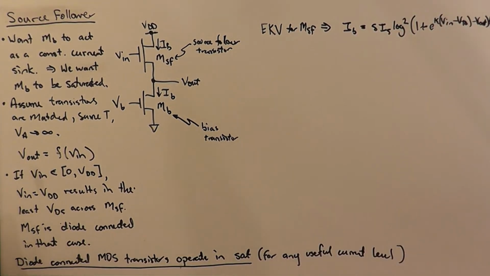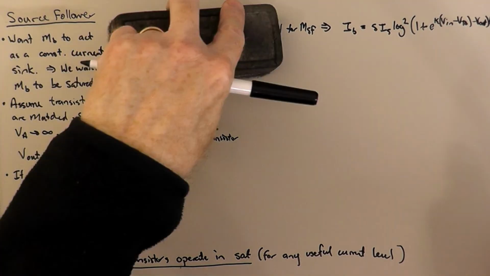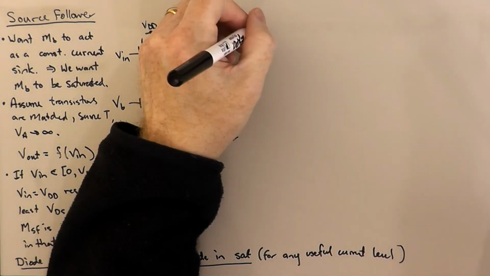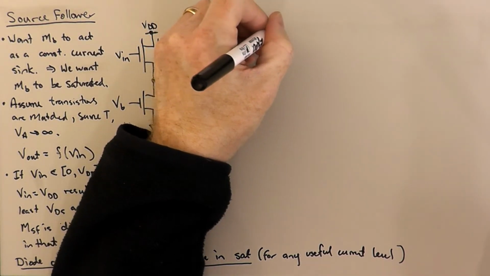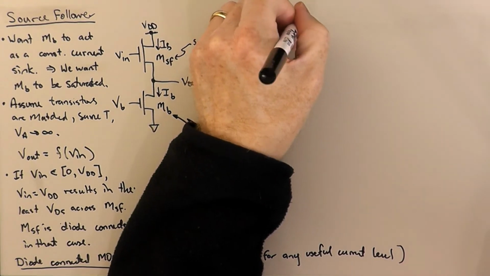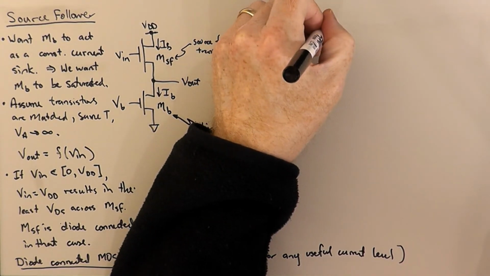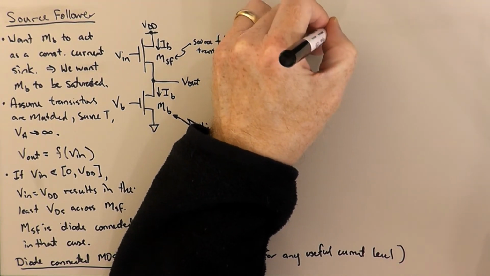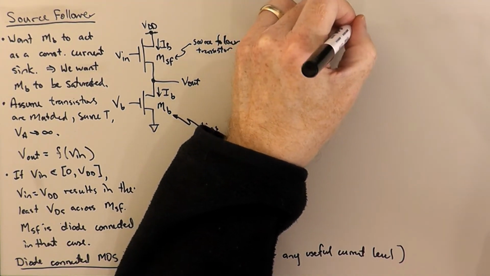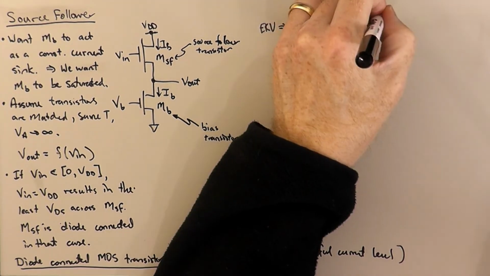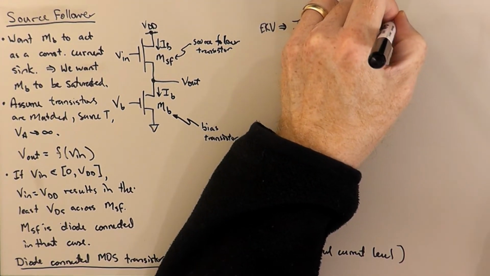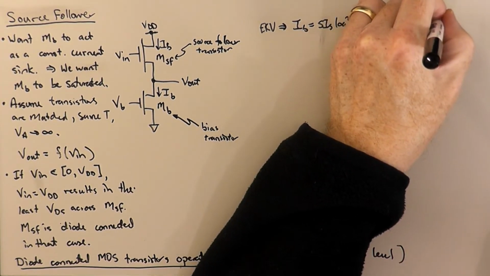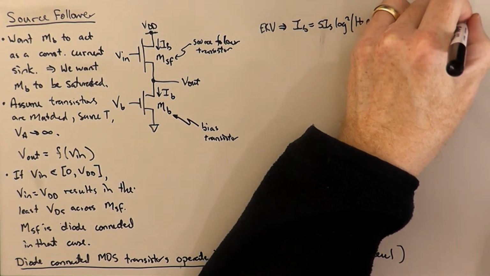And I am off the screen here. All right, let me try that again. EKV implies IB equals SIS log squared of 1 plus e to the kappa Vin minus VT0 minus Vout over 2UT.